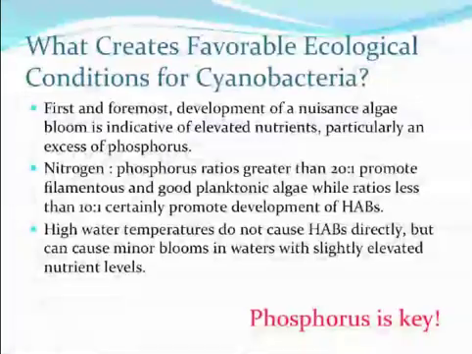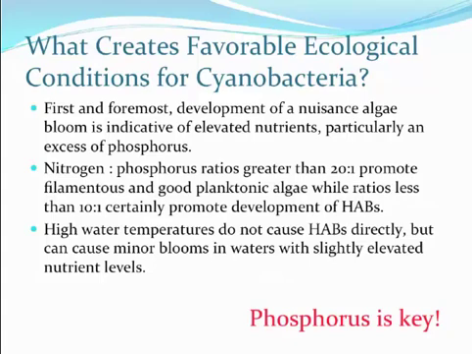So the question becomes, what are these favorable ecological conditions? First and foremost, development of HABs is indicative of elevated nutrients, particularly an excess of phosphorus. The nitrogen to phosphorus ratios are important, and I'll talk a little bit more about that in a minute, but when the ratios are greater than 20 to 1, 20 parts of nitrogen for each part of phosphorus, we typically don't have HABs. We have the planktonic algae that drive the food chain for fish. When we get less than 10 to 1, we certainly start to see a greater incidence of harmful algal blooms.